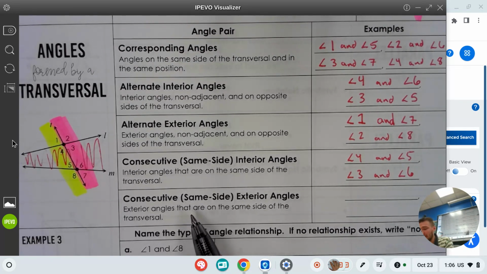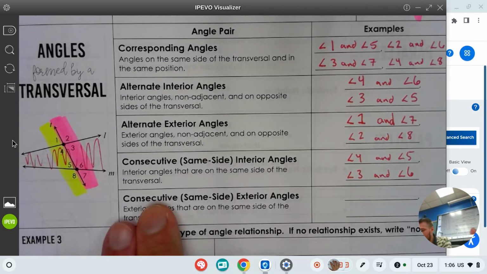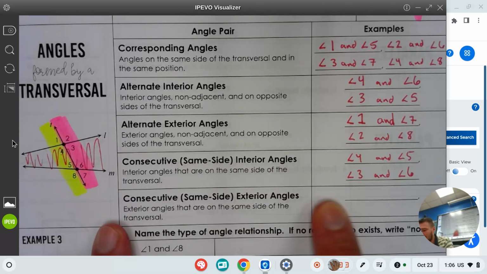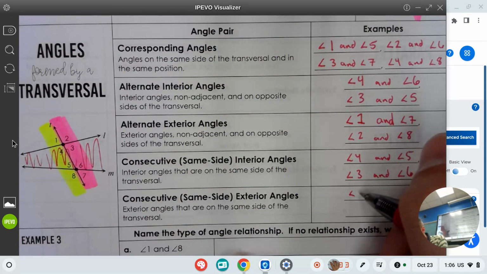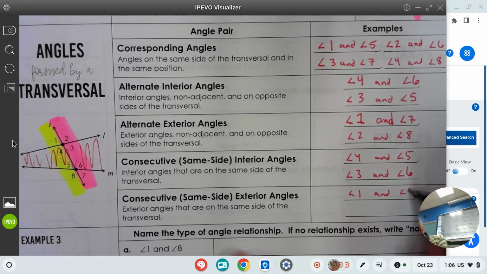The last one here, I'll give you guys a pause for a second. Consecutive exterior. See if you can figure out what those are, okay? Consecutive means same side. We should be dealing with yellow, yellow, and then pink, pink. Does somebody have a consecutive exterior pair for me? 1, 8. And what's the other one going to be? 2, 7. Yep. Nice job.